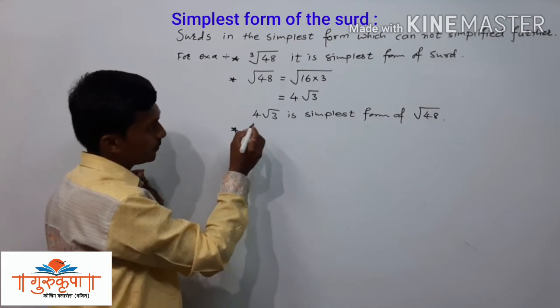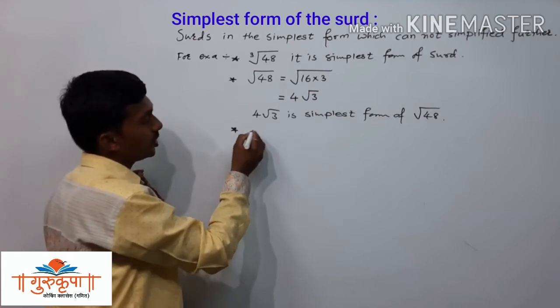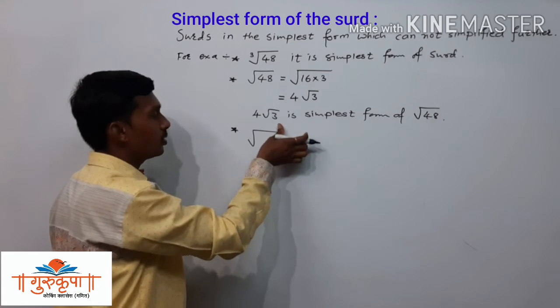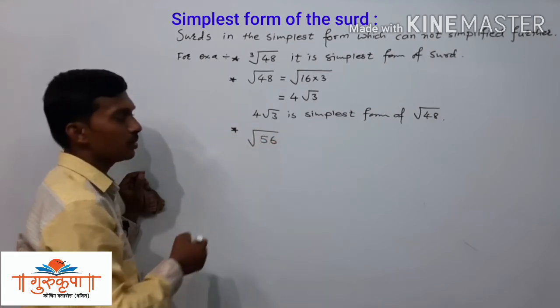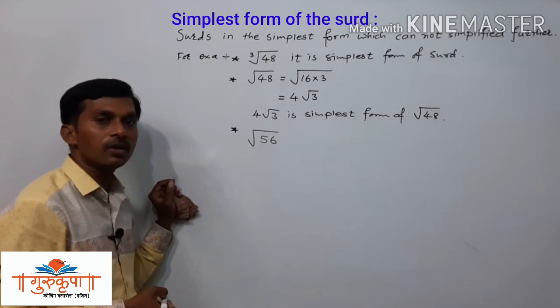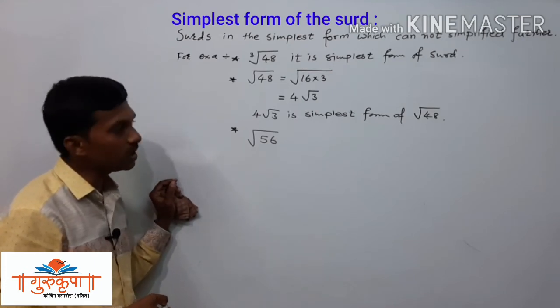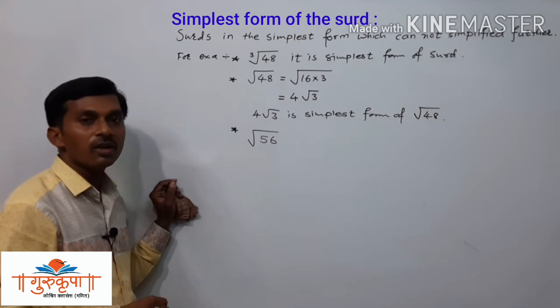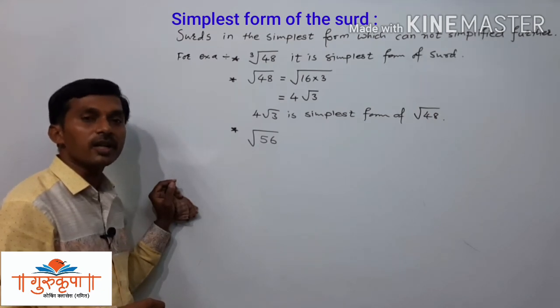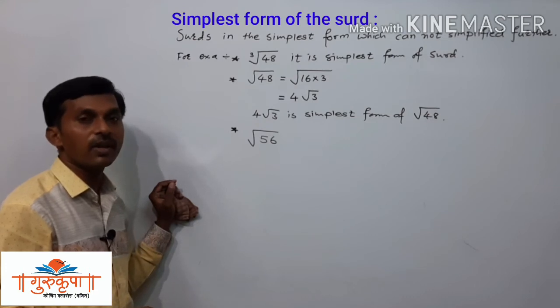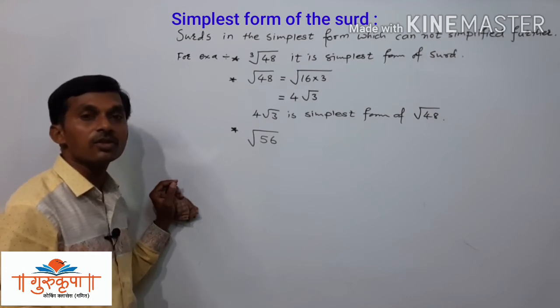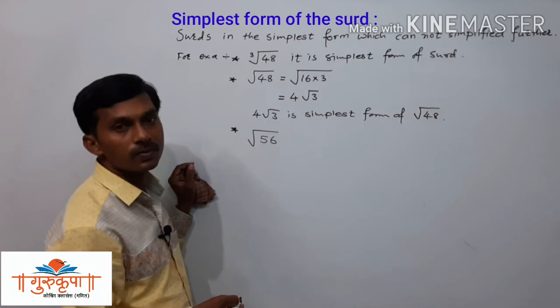That is square root of 56. Here in this lesson, in this standard, we have to study the quadratic surds only. It is very important. Quadratic surds means surds having order 2.